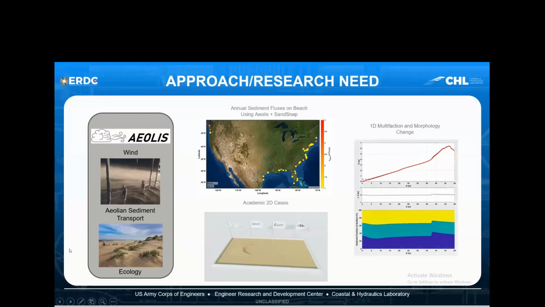So previously, we've done a little bit of work with 1D Aeolus, specifically looking at some of the multi-fraction capabilities in 1D. So we started out doing some of the annual sediment fluxes on the beach using Aeolus and the SandSnap database. We gave a tech discussion on that 2 years ago. Over here on the right-hand side, you can see that Aeolus is able to incorporate some of these changes in the sediment fractions that we're seeing on the beach, as well as different morphologic changes over time.